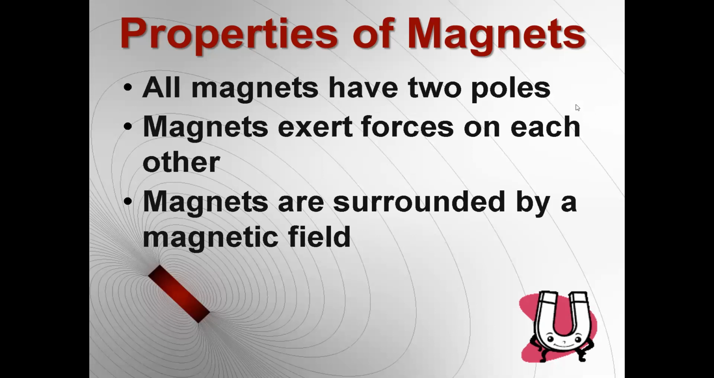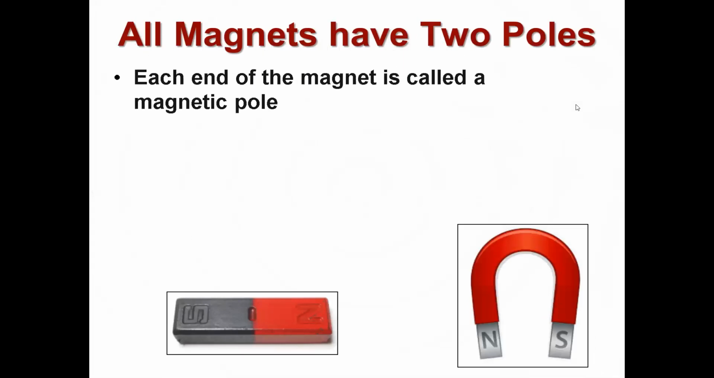The first one, that all the magnets have two poles. The second one, that the magnets exert forces on each other. And the third one, that the magnets are surrounded by a magnetic field. We explained the first one, that all the magnets must have two poles. We said that the poles will be at the end of the magnet.